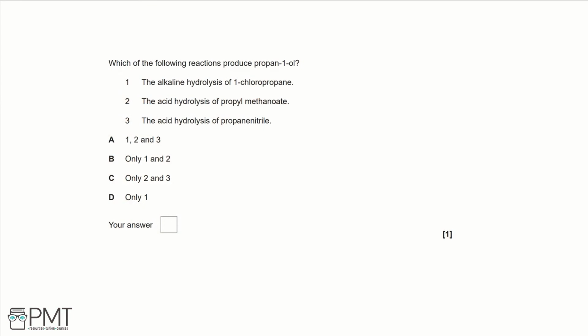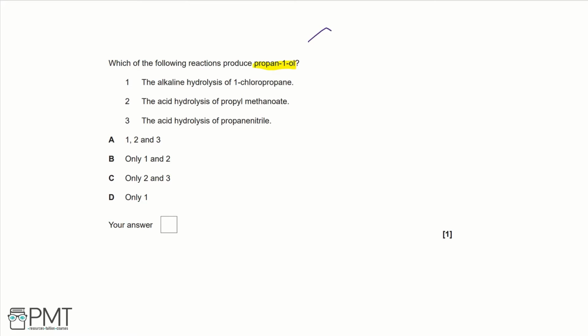Which of the following reactions produce propan-1-ol? 1. The alkaline hydrolysis of 1-chloropropane. 2. The acid hydrolysis of propylmethanoate. 3. The acid hydrolysis of propane nitrile. A. 1, 2 and 3. B. Only 1 and 2. C. Only 2 and 3. Or D. Only 1.